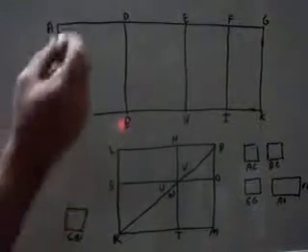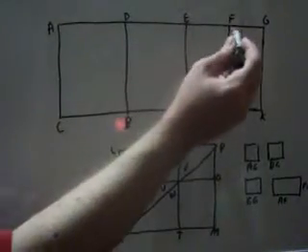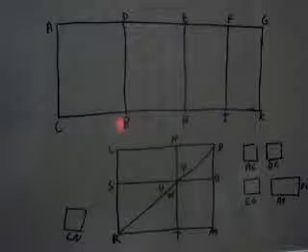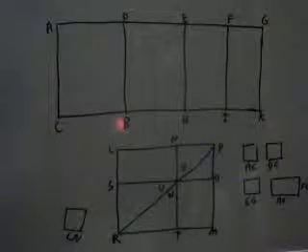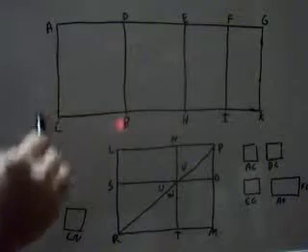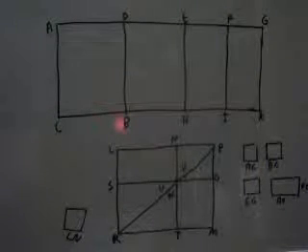Therefore, AF, which is this length right across here, is commensurable with FG, which is this length across here. But AG is rational and incommensurable in length with AC. AG is a rational straight line and it's incommensurable with AC. So far, so good.